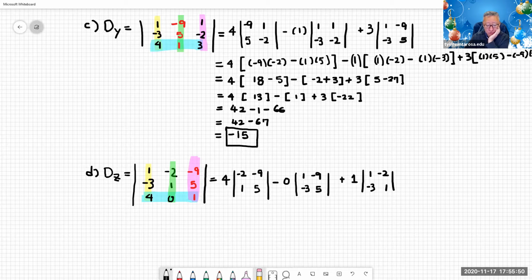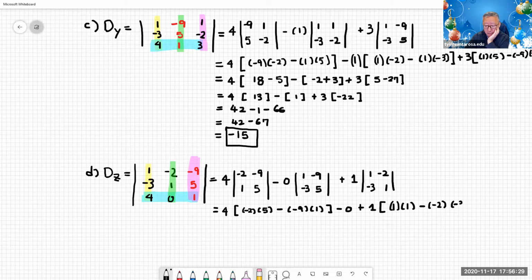Okay, so let's use the 2x2 matrix, finding the value here. So you got A times D, that would be minus 2 times 5, minus minus 9 times 1, minus 0 plus 1 times 1 minus 2 times minus 3.